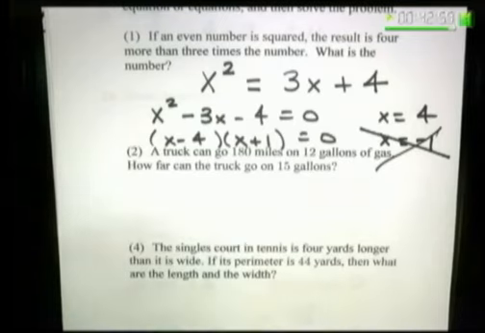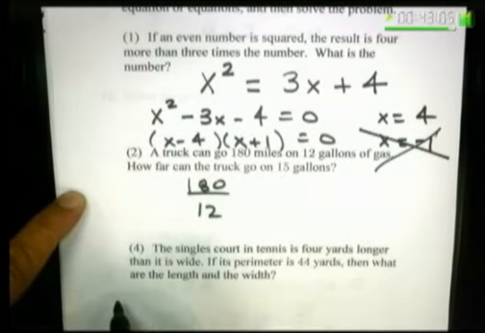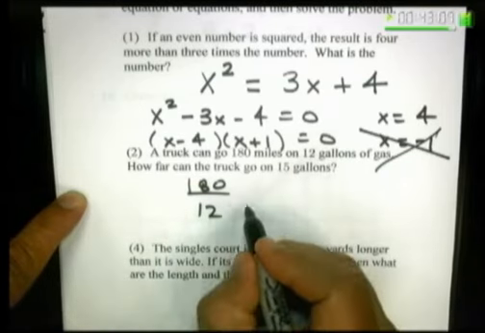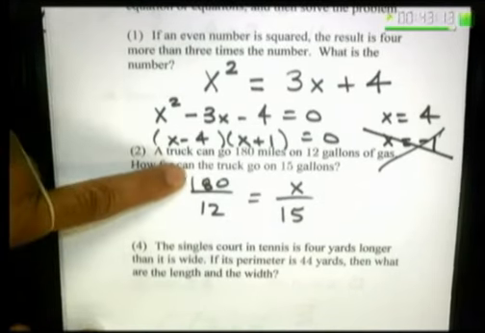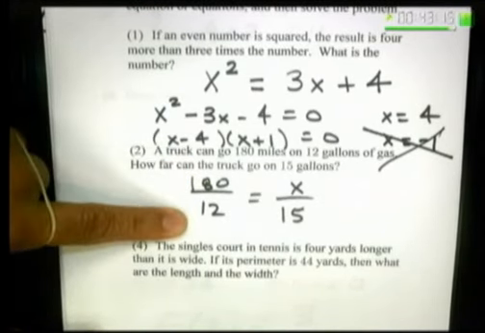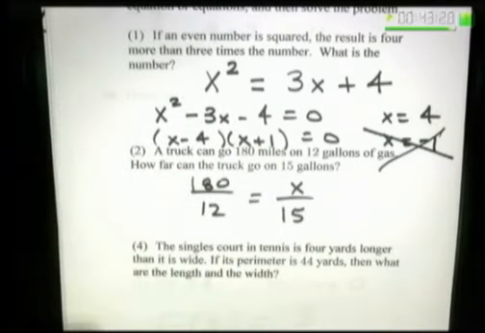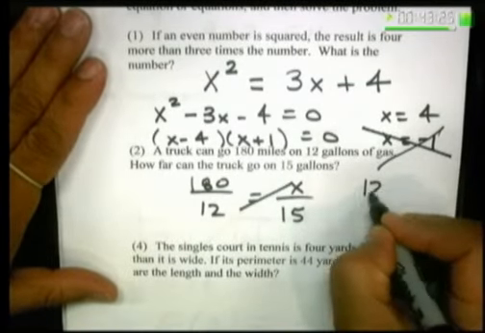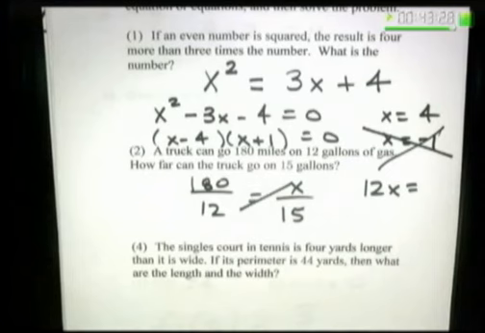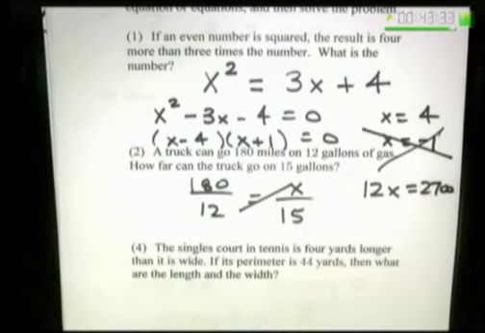All right, if I were doing number 2 real quick, I'm going to set up a nice little proportion right here. I got a truck. I can go 180 miles on 12 gallons. Well, how many miles can I get on 15? In other words, I can go 180 miles on 12 gallons of gas. How many miles can I go on 15 gallons of gas? I set up a proportion. How do I solve that? Cross multiply. 12 times x equals 180 times 15, 2,700. Right? Is that right?